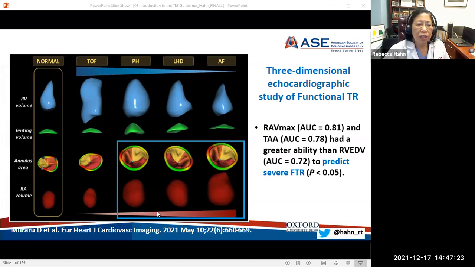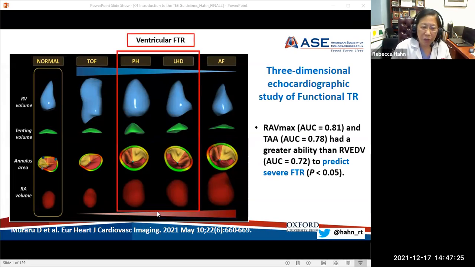Now, the difference, though, is in ventricular functional disease, just like we talked about with mitral, you've got dilatation of the RV and therefore displacement of the papillary muscles and tethering of the tricuspid leaflets. And so that's this row right here is the tethering volumes of the tricuspid valve leaflets.